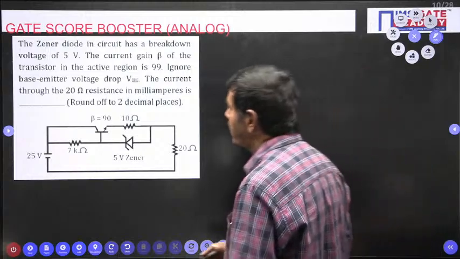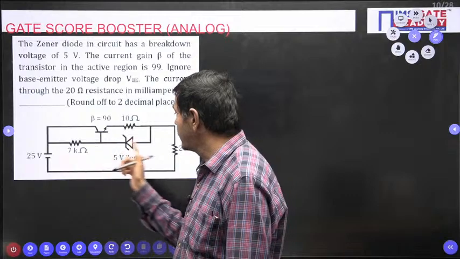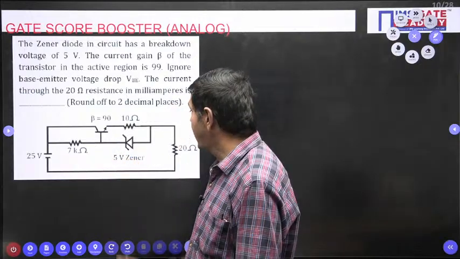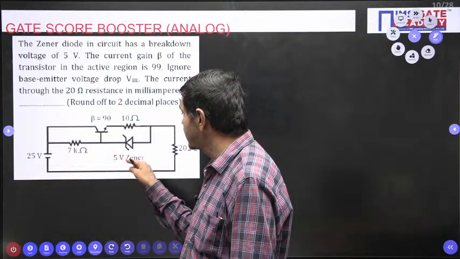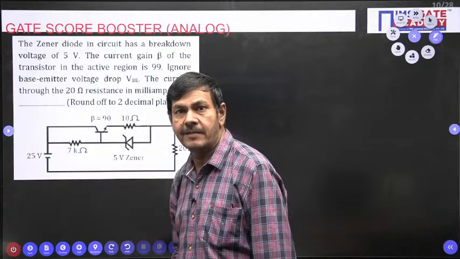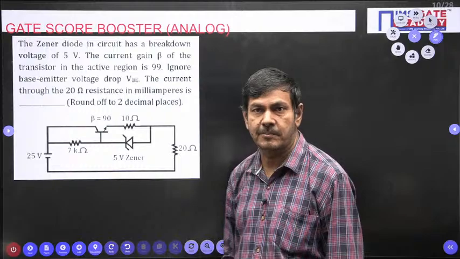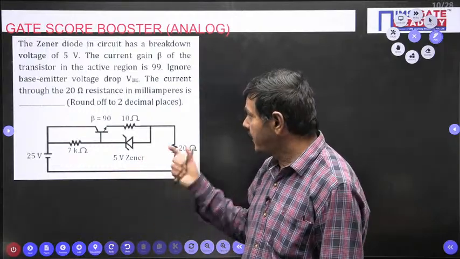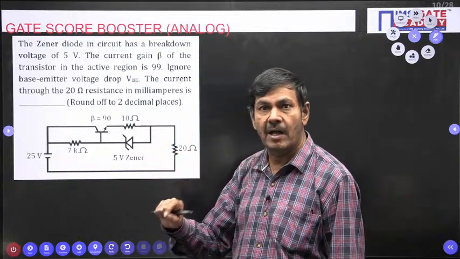In this particular problem, there is a transistor, and also one Zener diode is given here. The Zener breakdown occurs if there is a voltage drop of 5 volts. If 5 voltage is maintained across this Zener diode, breakdown is possible. Breakdown voltage is given as 5 volts. Here the breakdown is possible or not possible? Is the Zener under breakdown or not?